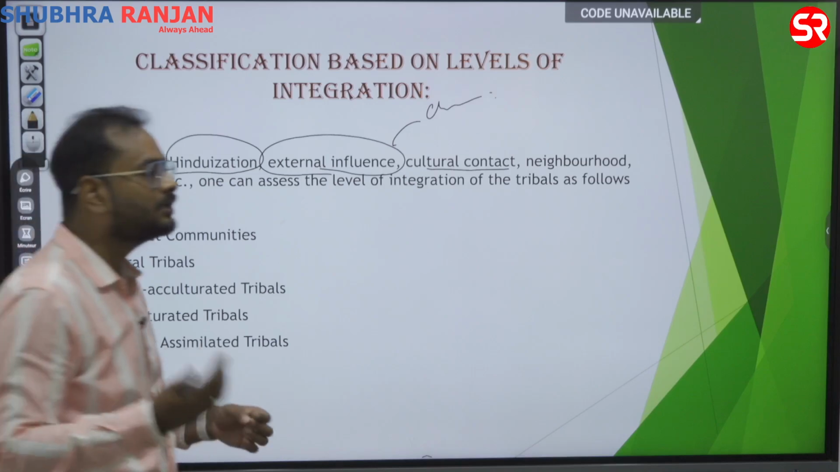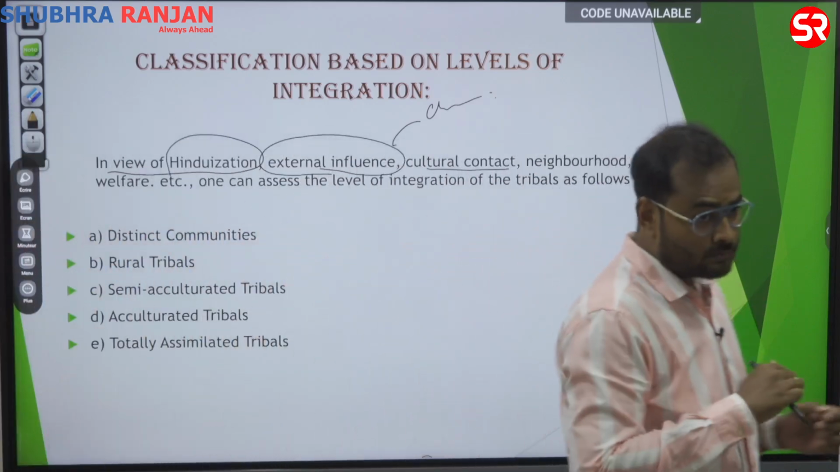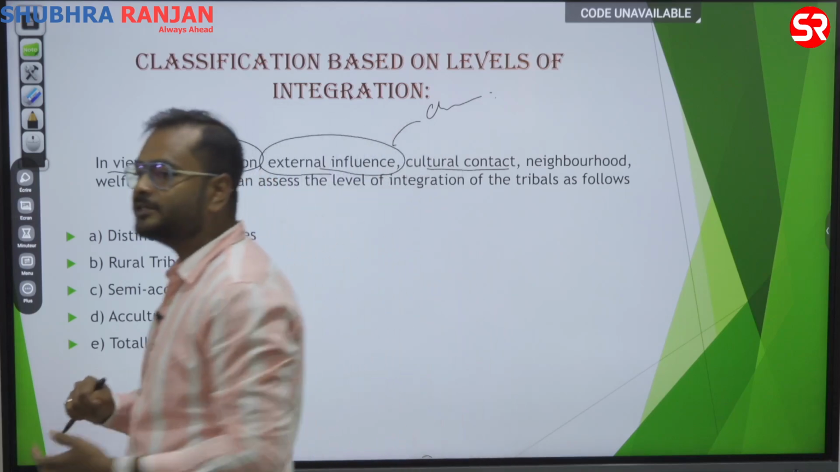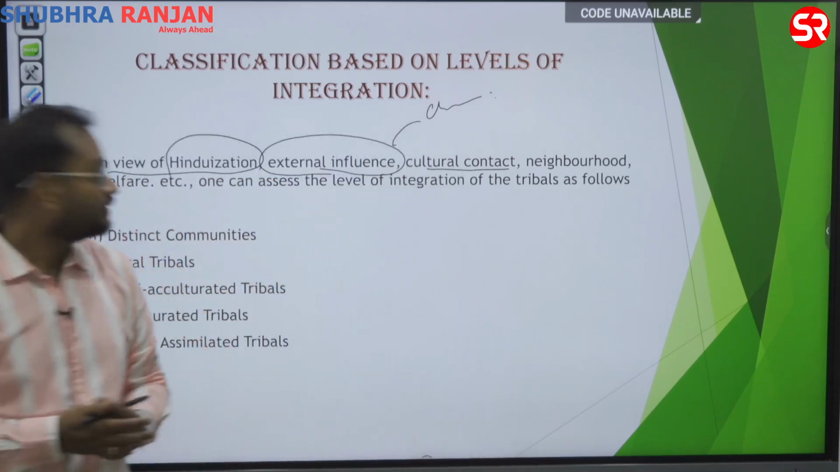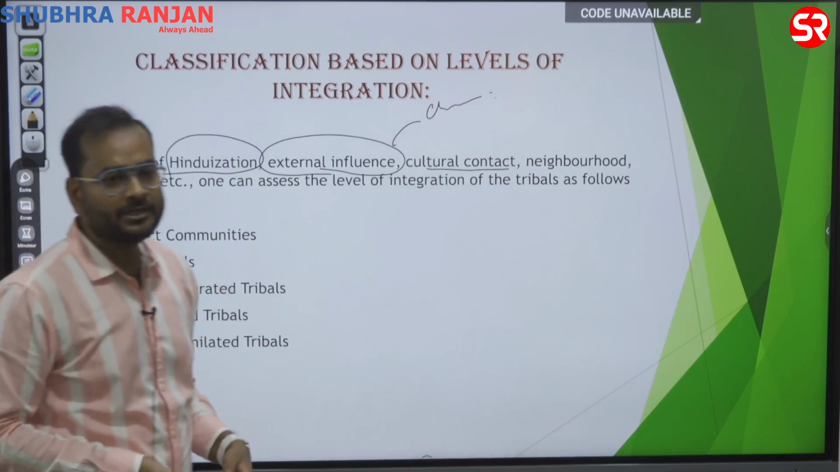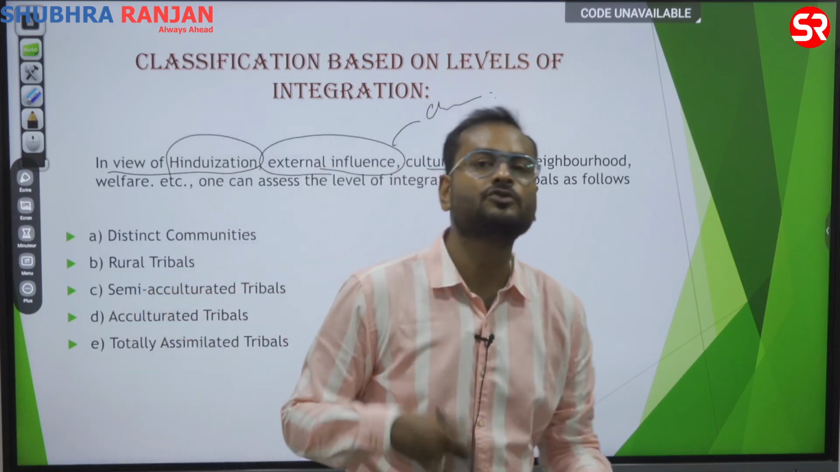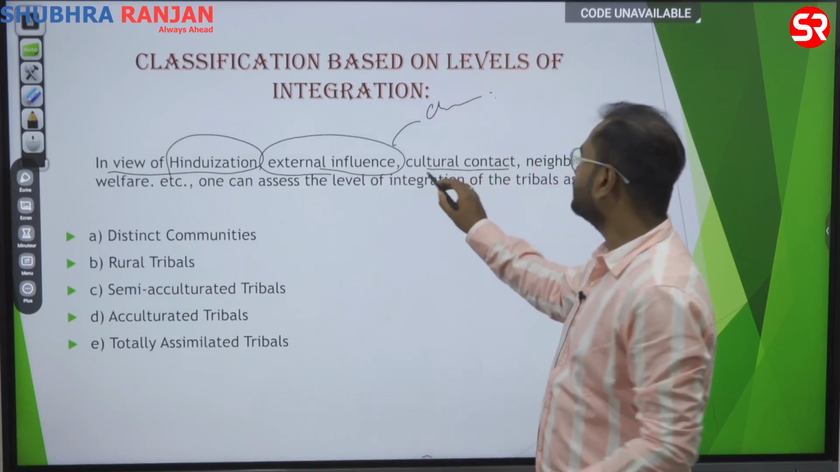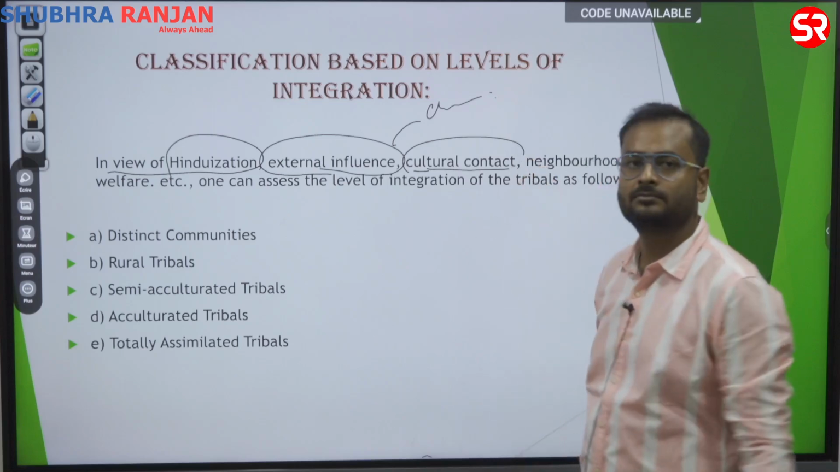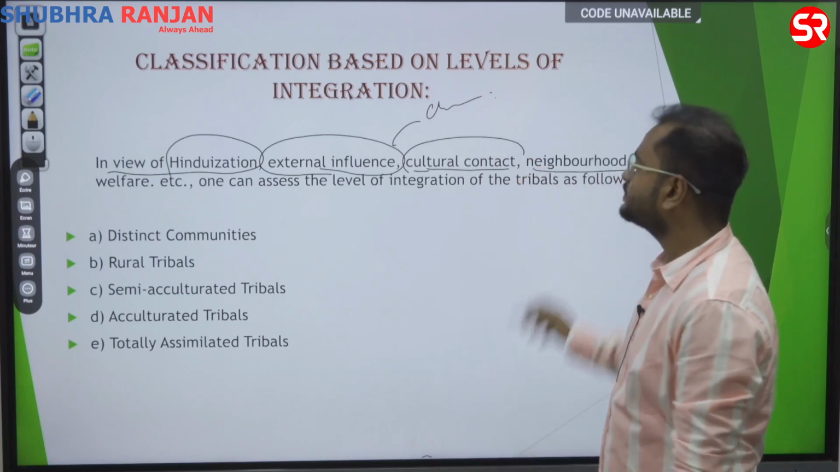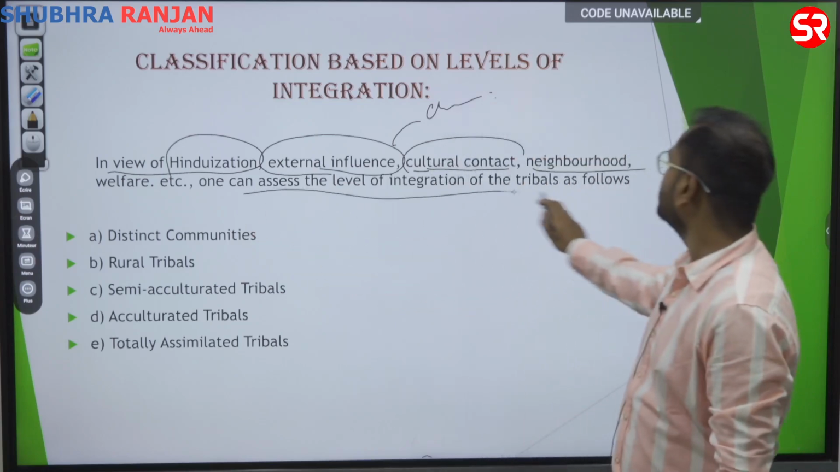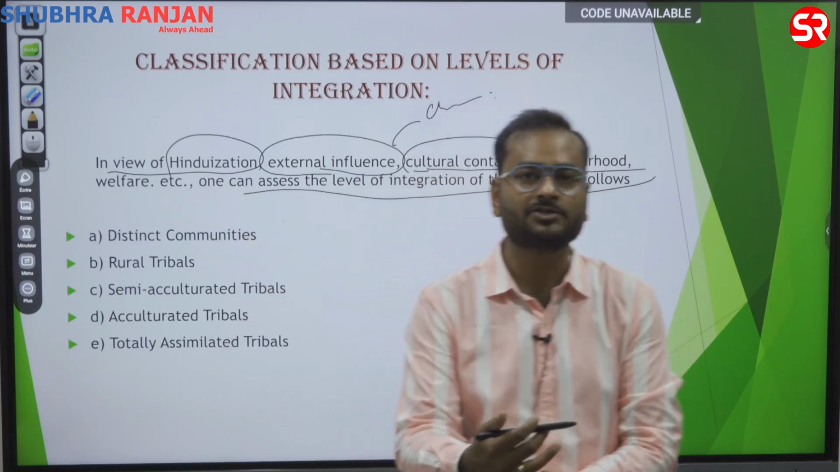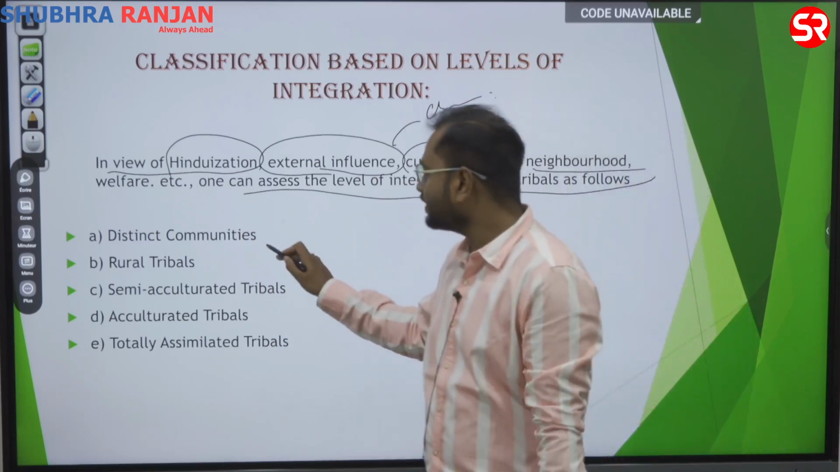Let's say in the wake of industrialization, what has happened is, due to many such industries in those tribal belts, certain tribals, to earn a livelihood, used to work there as industrial non-skilled workers. Then this can be an example of cultural contact. Okay. Then neighborhood is one such factor again. Then one can assess the level of integration of tribals as follows. See, with the level of assimilation of Hinduization and other religions, we can say there can be distinct tribal communities.